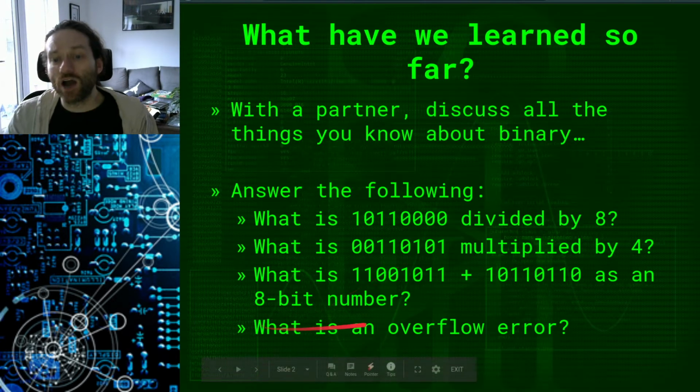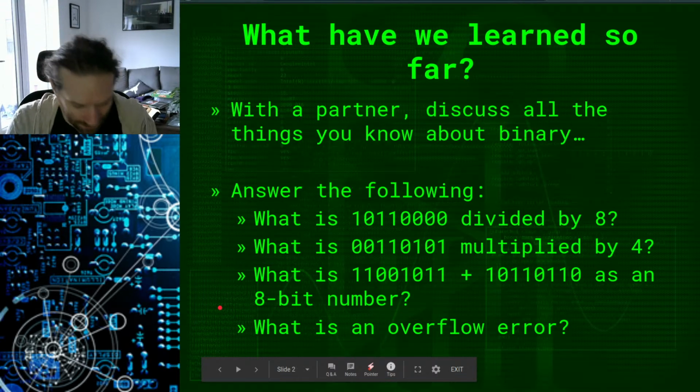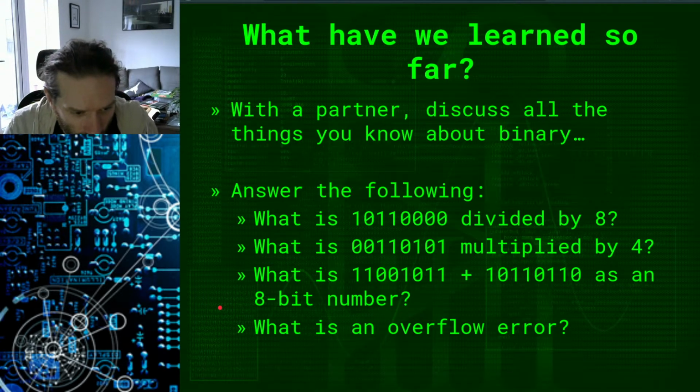I don't know. Anyway, an overflow error. Someone tell me, what is an overflow error? Can you explain it briefly, what an overflow error is? There's essentially two different marks that you can get for this question. What is an overflow error?